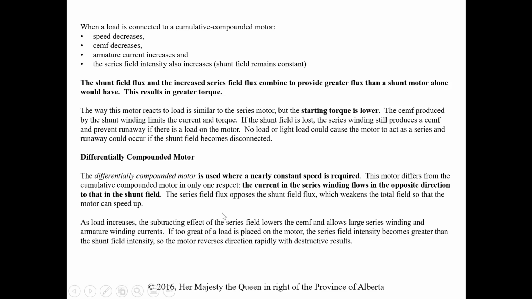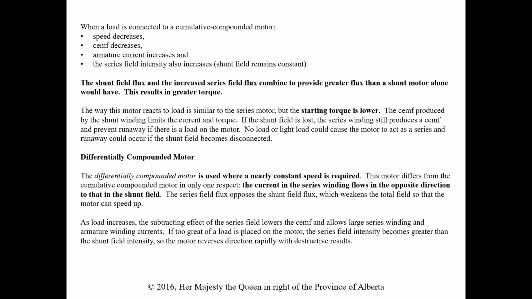Differential compound motor is used where a nearly constant speed is required. Again, not quite as constant as parallel, but this motor differs from the cumulative compound motor in only one respect, and that's that the current in the series winding flows in the opposite direction, so it has a canceling effect. Okay, so the series field opposes the shunt, which weakens the total field of the motor, so that the motor can speed up. As load increases, the subtracting effect on the series field lowers the CEMF and allows large series winding and armature winding currents.